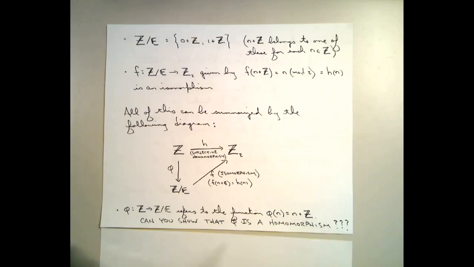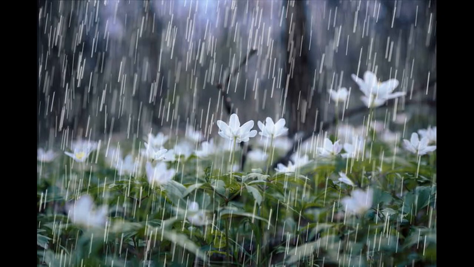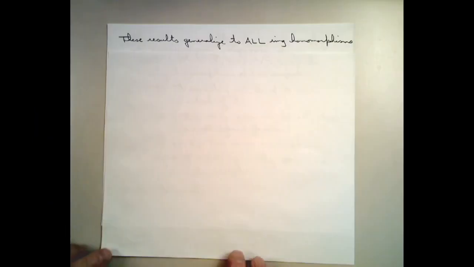Can you show that phi is a homomorphism? Stop the video for just a moment and verify that you can show that phi is a homomorphism. I'll wait here. Okay, so I will presume that you were successful at that. And I want to note that all of these results, everything we've talked about so far, generalize to all ring homomorphisms.